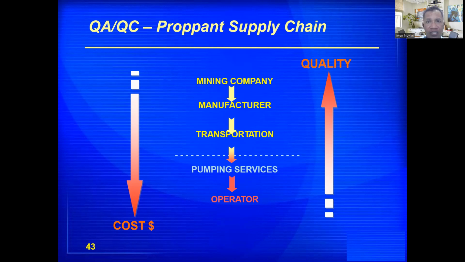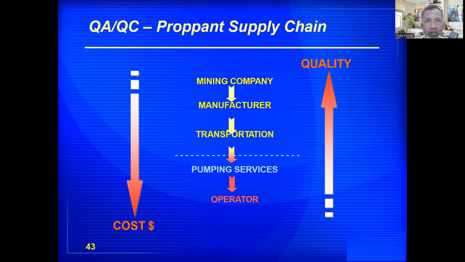From there, it crosses a line at the point where it goes to a pumping services company, and finally to the operator of the well. What makes this so critical is that, again, the proppant is never going to be as good as it was when mined, served in silos.